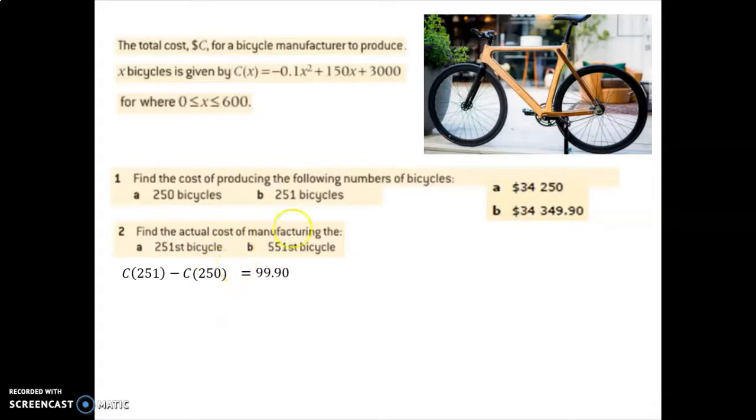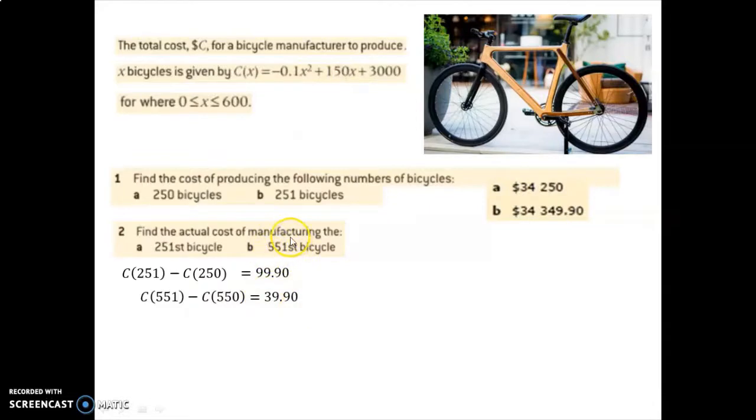Now do the same thing to find the cost of producing the 551st bicycle. See if you can figure that out. It's not going to be the same cost, it's going to be different. What is the cost for producing this one? Take the same approach we just did. To find that one, we need to take the cost of the 551st minus the cost of the 550th. So you put both of those numbers into the function and subtract them, and you get this.